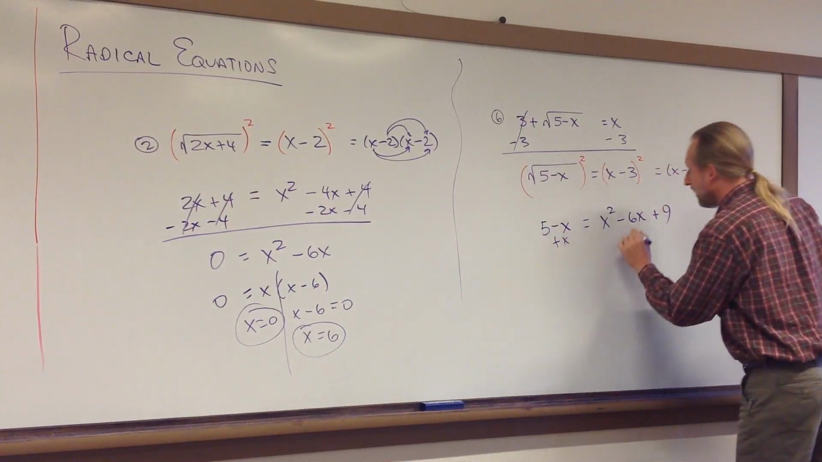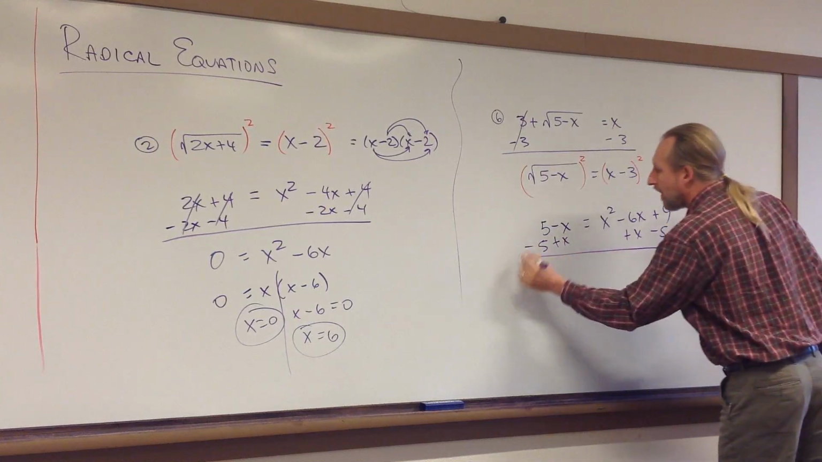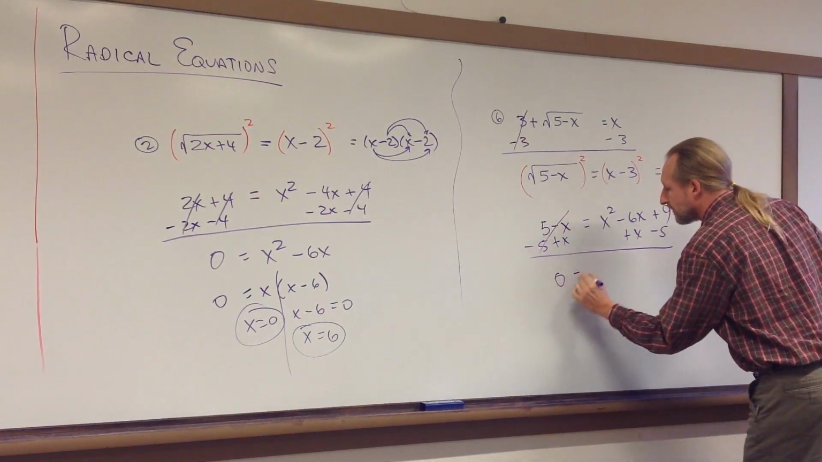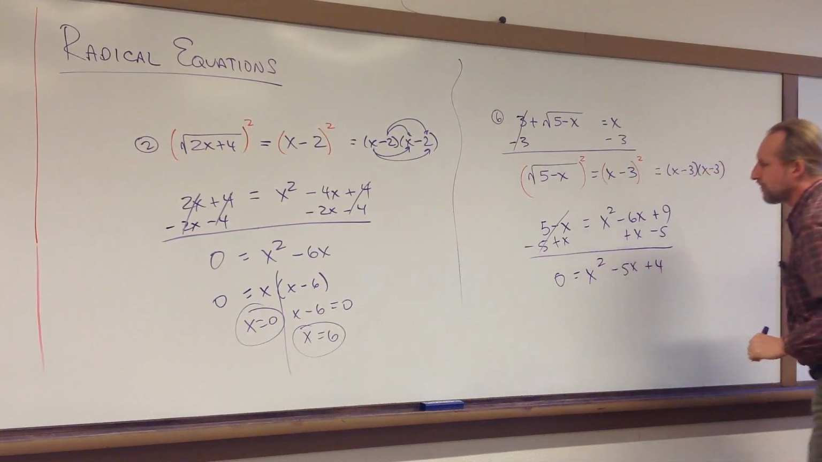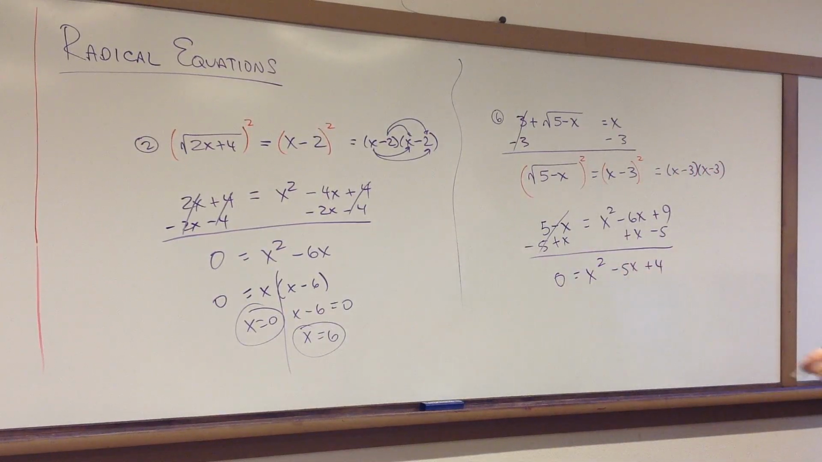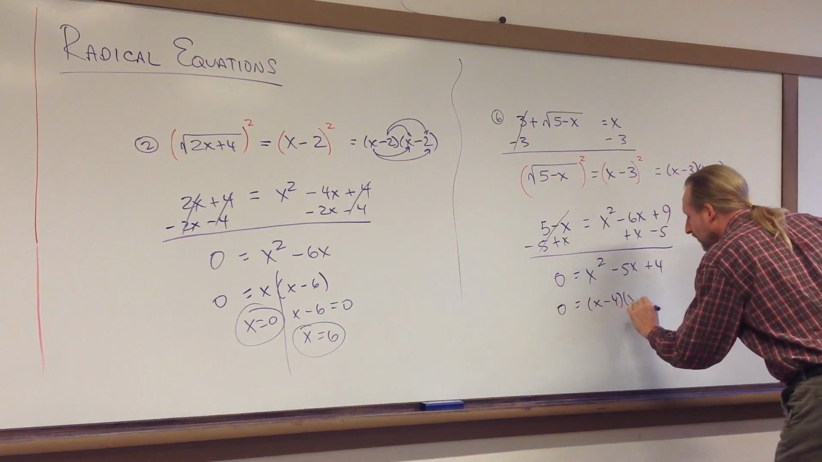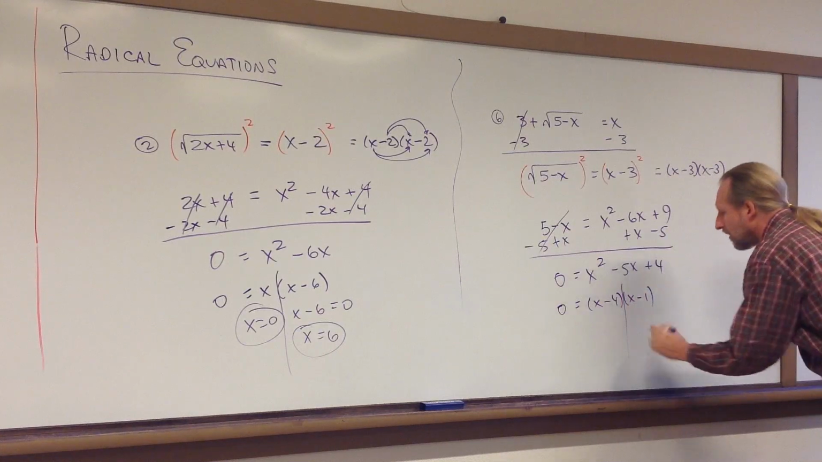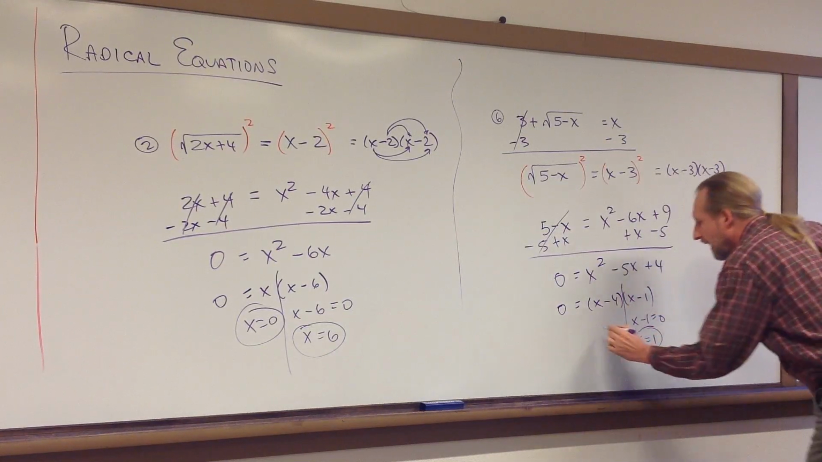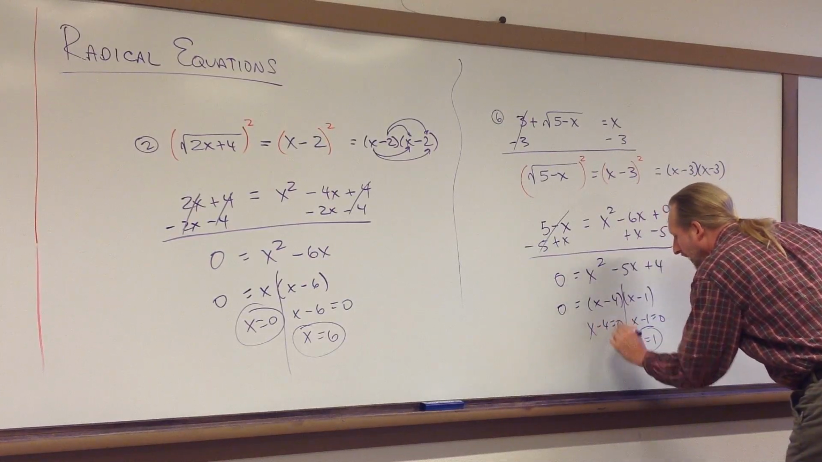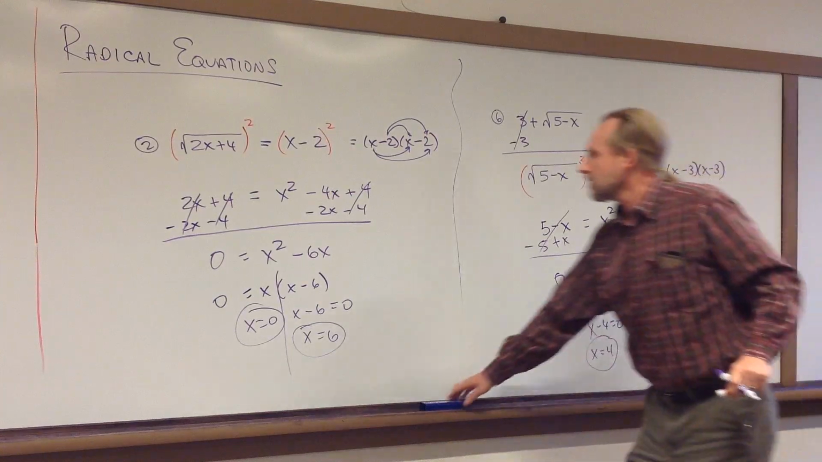And then we'll add x and subtract 5 on both sides. That gives us 0 there. This will be minus 5x plus 4. And then we need to factor this to solve it. So x minus 4 times x minus 1. So here x could be 1. And in this one, x equals 4. Okay.